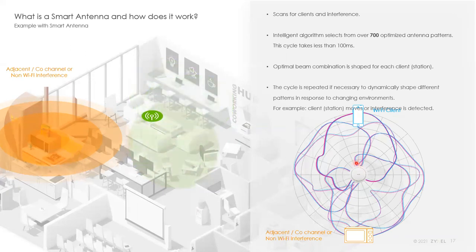So basically, our access point scans the environment and chooses the optimal antenna pattern for each client device, based not only on where that device is in relationship to the access point, but also by taking into account other sources of interference and choosing antenna patterns that minimize the antenna's ability to pick up that interference.